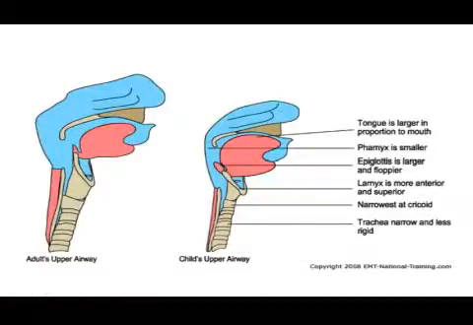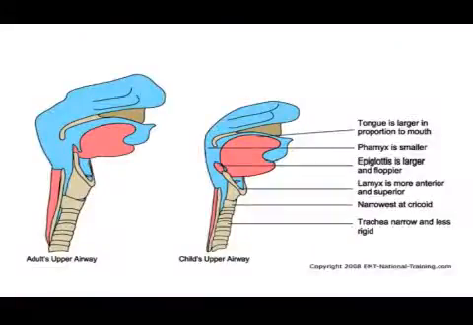This slide also talks a bit about the differences between the pediatric and the adult airway, and we've already talked about the fact that the tongue is larger and the pharynx is smaller relative to the adult. You have a floppy epiglottis that is hard to control and intubate. The larynx is more anterior and superior. And unlike the adults, where the narrowest portion of the airway is the vocal cords, the rima glottis, the opening of the trachea, in the infant, the narrowest portion is the cricoid.